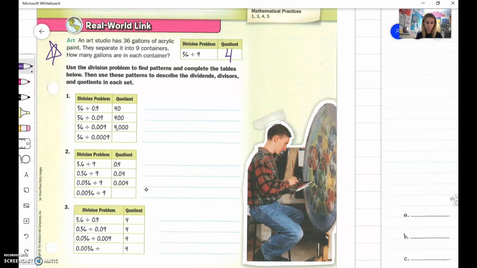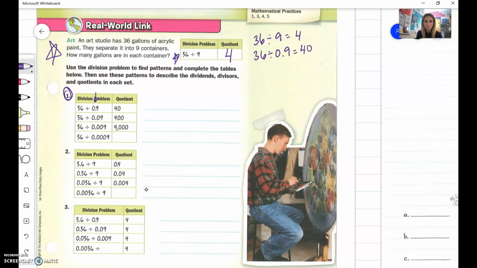Taking a look at this first one, problem number 1, if I were to take 36 and divide it by 0.9, so instead of dividing by 9, I'm now dividing it by 0 and 9/10. Take a look and my answer becomes 40. So what did we notice happened when we took 36 divided by 9 and got 4, and then took 36 and divided it by 0 and 9/10? It became 40.